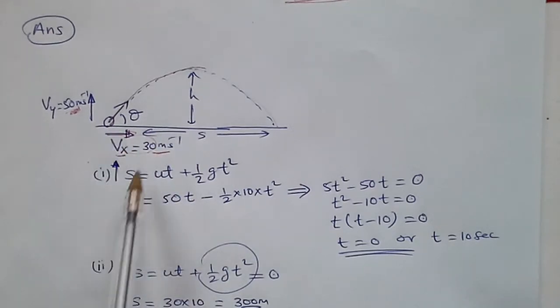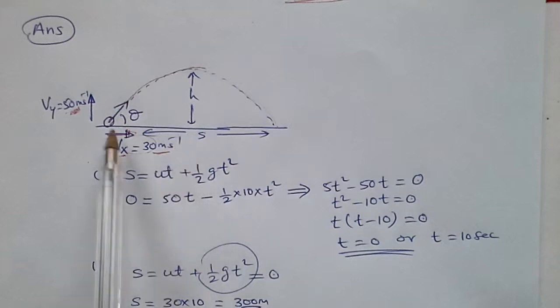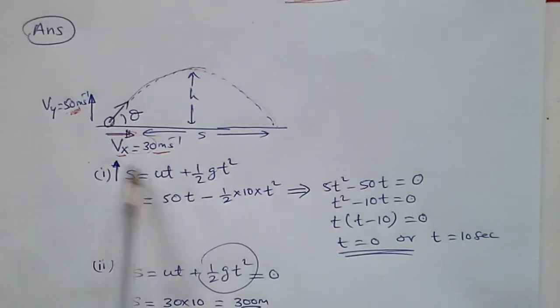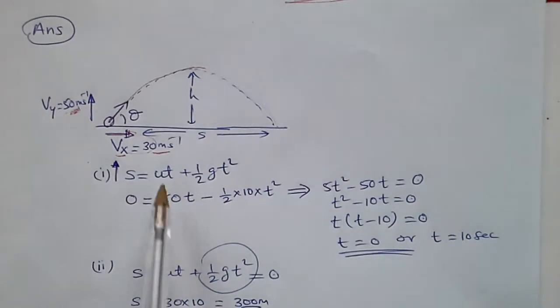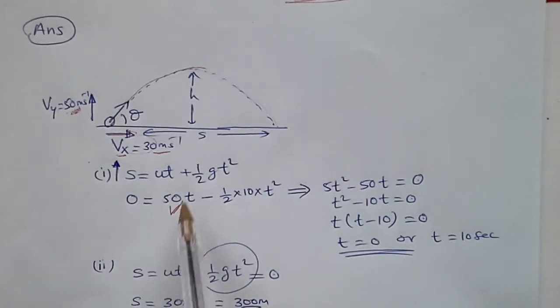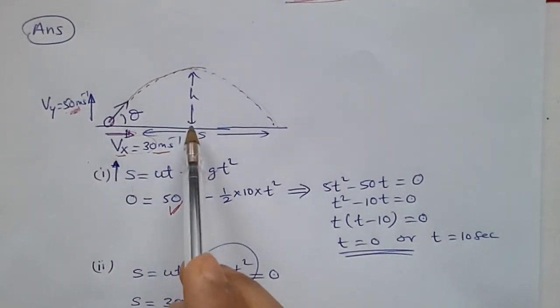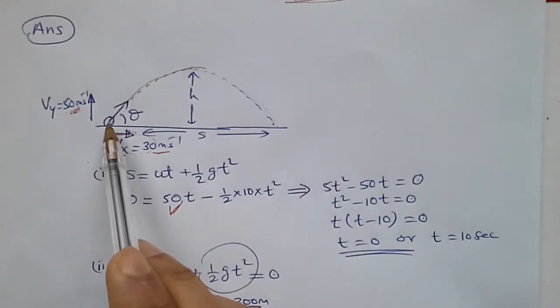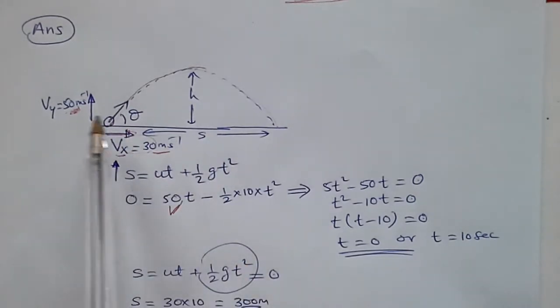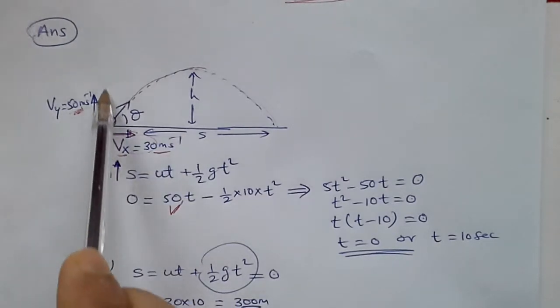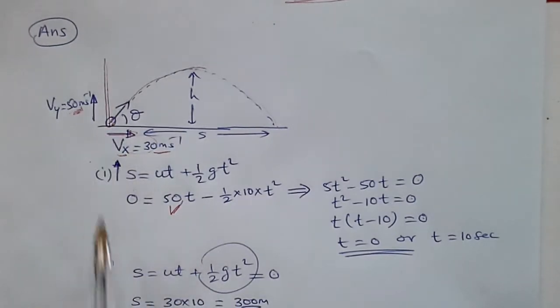If I use this equation in the upward direction, the initial velocity is 50 meters per second, so I can put 50 here. And look at this, here I substitute 0 for the total distance. Meaning if you throw the ball upward, to go from this point up and come back to the same point, the total displacement traveled by this object is 0.